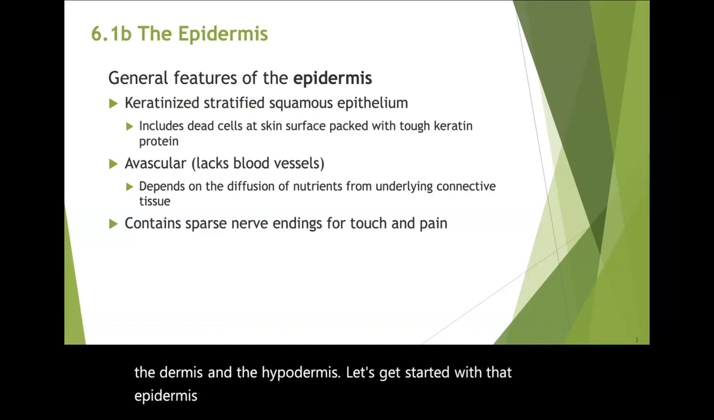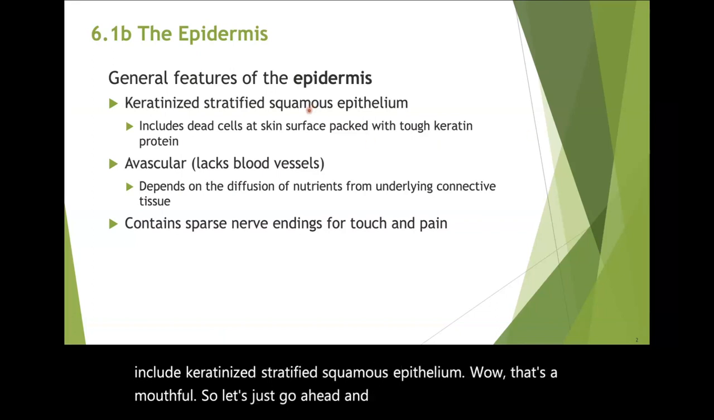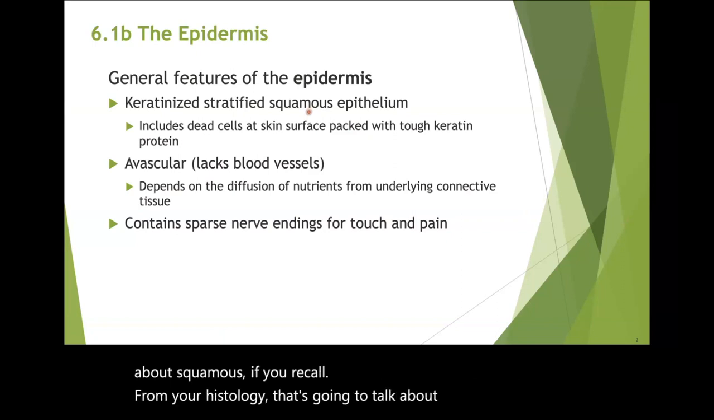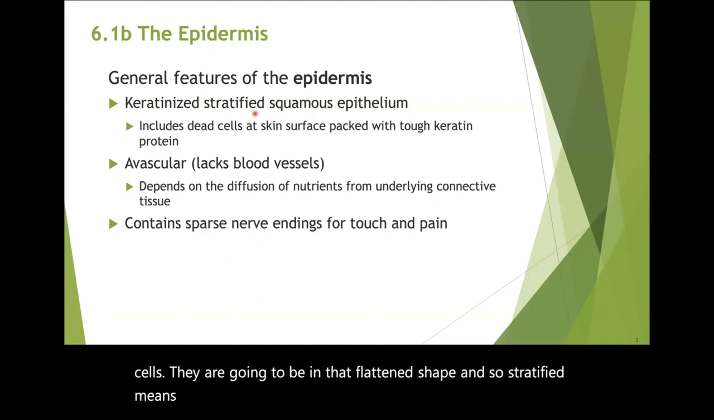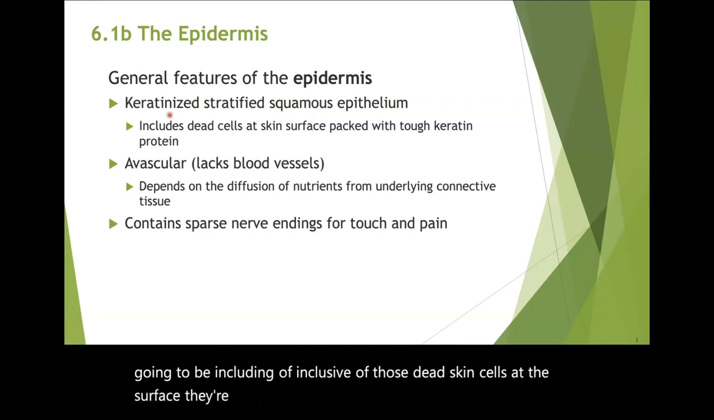So the general features of the epidermis are going to include keratinized stratified squamous epithelium. Wow, that's a mouthful. So let's just go ahead and break it down. When we talk about squamous, if you recall from your histology, that's the shape of those cells. They are going to be in that flattened shape. And stratified means that you have layers of the cells. Keratinized is going to be inclusive of those dead skin cells at the surface. They're going to be packed with tough keratin proteins, and they're going to slough off.